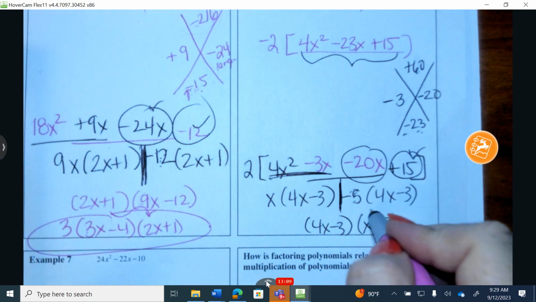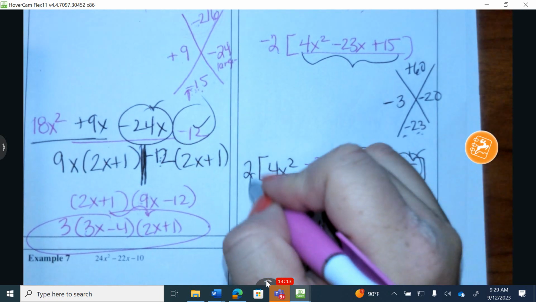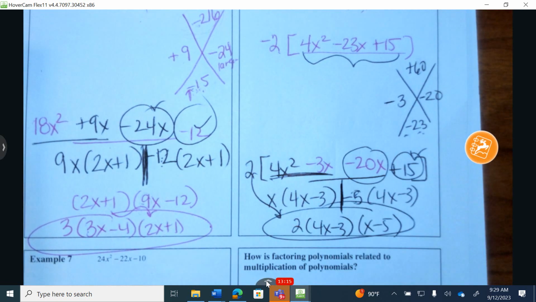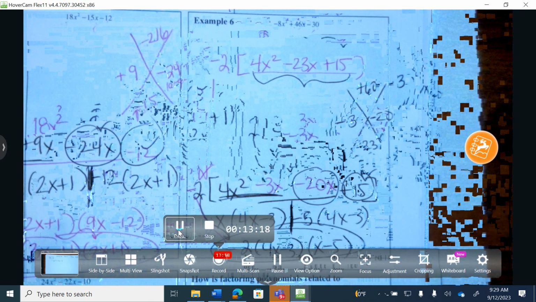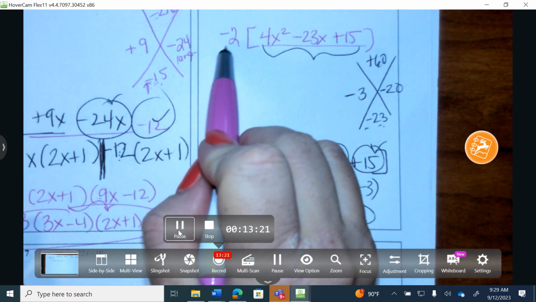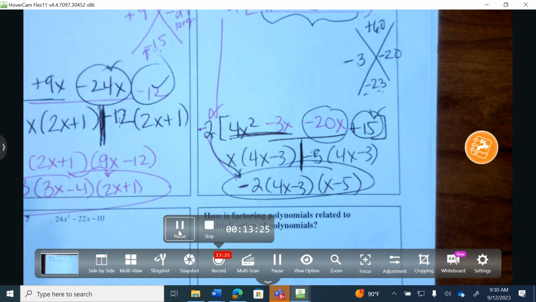Now, if I stop right now, who can tell me why I am wrong? Forgot about the 2. It's really common to miss that. One student just caught that I factored out a negative 2, but I forgot to carry the negative with us. So this should be a negative 2 out front.